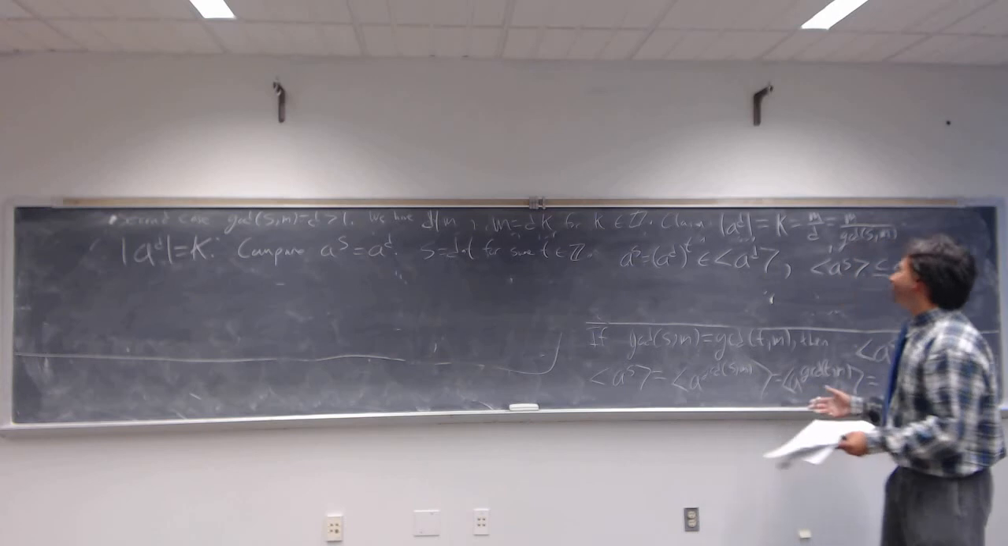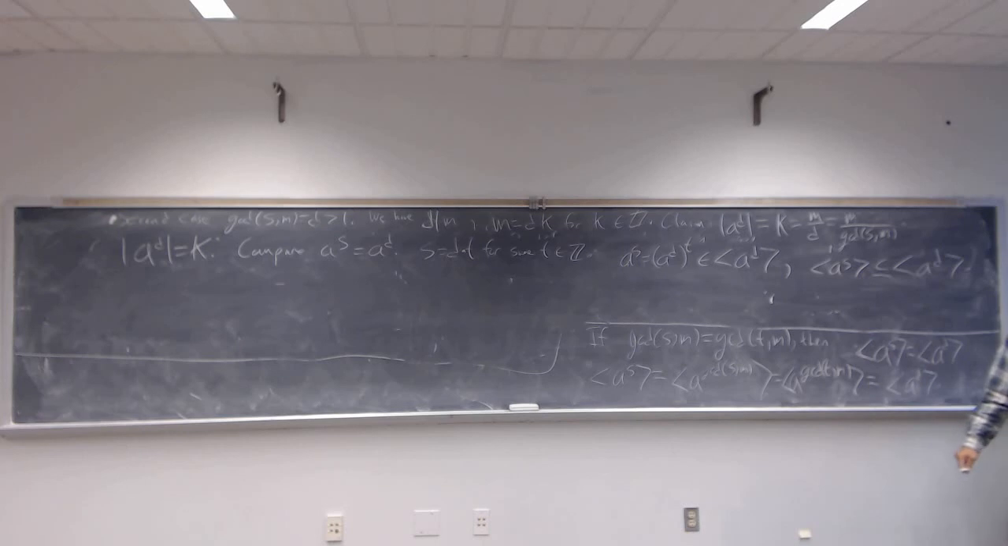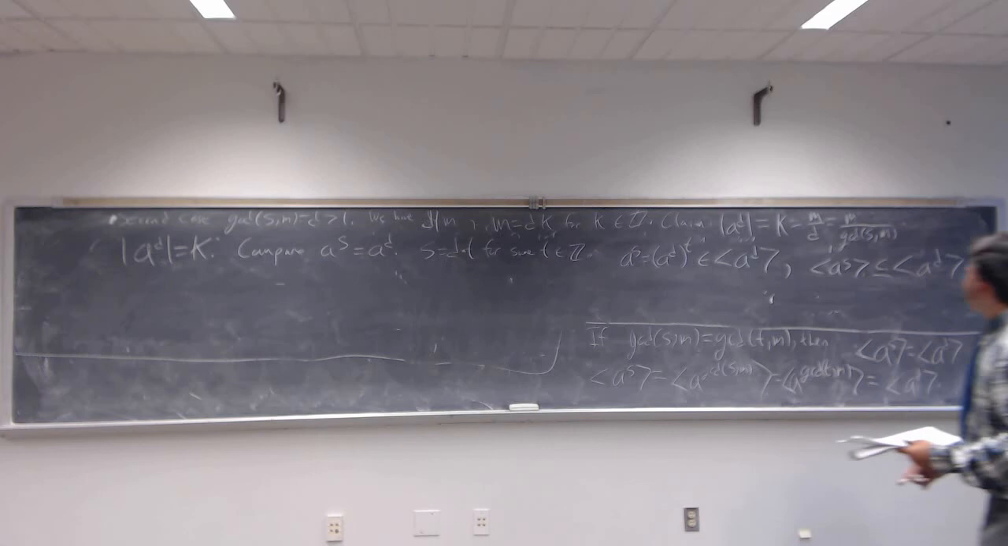And there are two equivalent ways of reading what this symbol means. You can think of this symbol as the cyclic subgroup generated by a to the s. You can think of this symbol as being the smallest subgroup of G that contains a to the s.